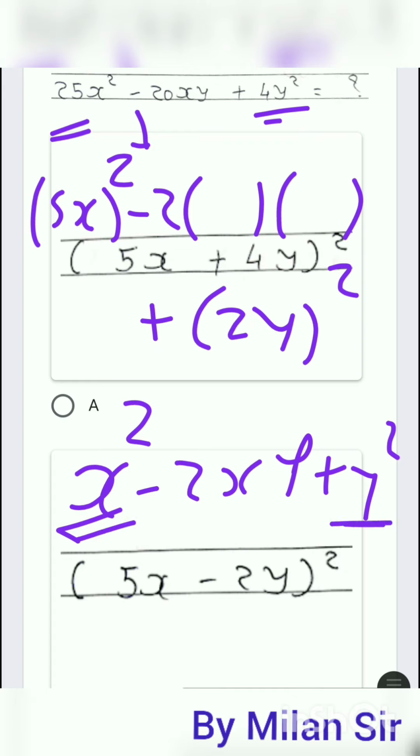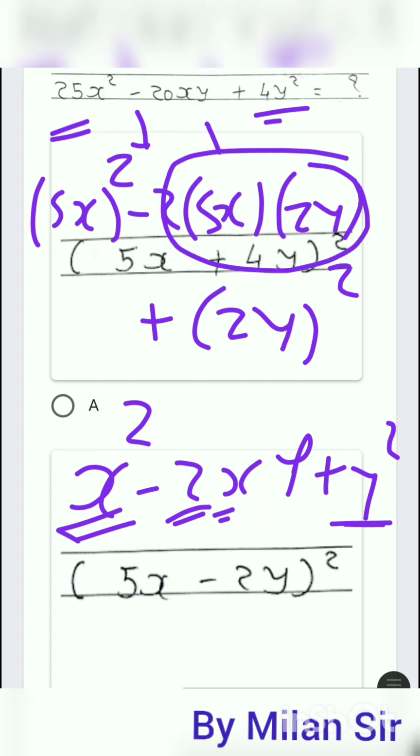x all square means first bracket all square and last bracket all square. In the middle we need to write 2, so we have already written 2. Now x means our first bracket 5x, and y means our second bracket 2y. Now multiply this and check your answer. So 5 2s are 10, 10 2s are 20xy, so that we have in the equation. So this setup is correct.